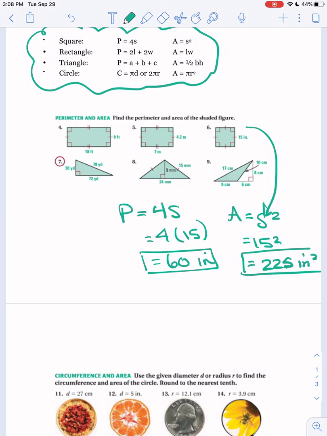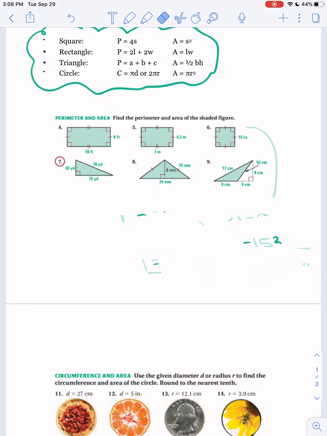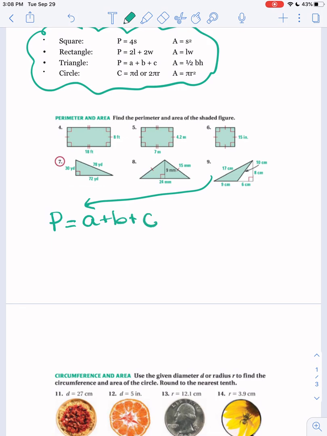All right, last one, let's try triangle. I'm going to choose this one because this one sometimes gives people problems. So we're going to start with the perimeter. They just say A plus B plus C. In other words, add the 3 sides together. Be careful, we just want the sides of the triangle. We don't want any of this extra information here. That's got nothing to do with our triangle.